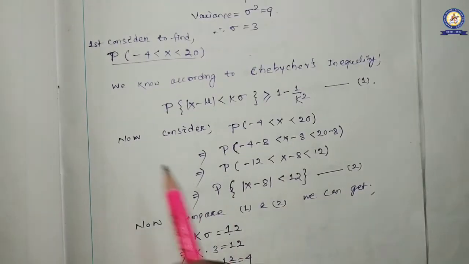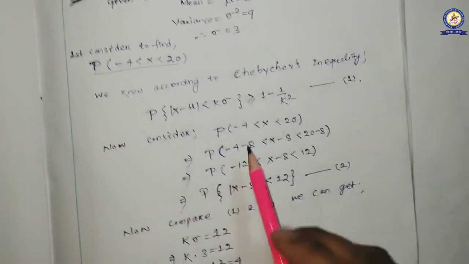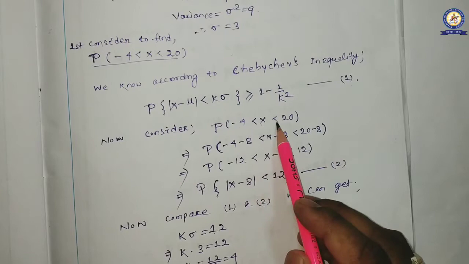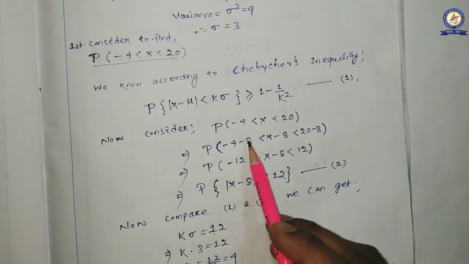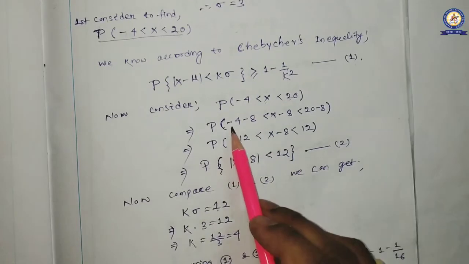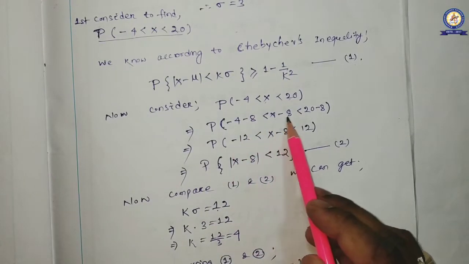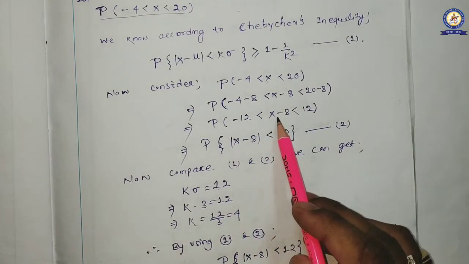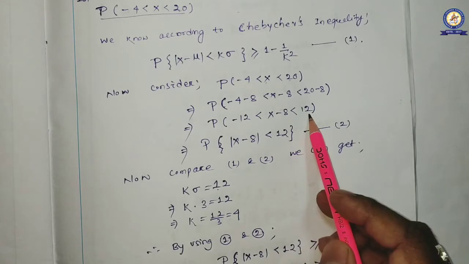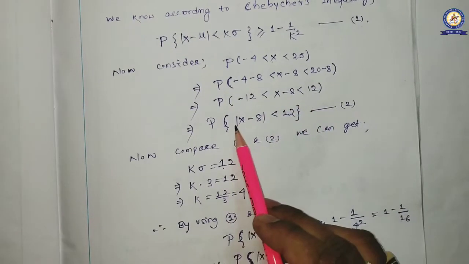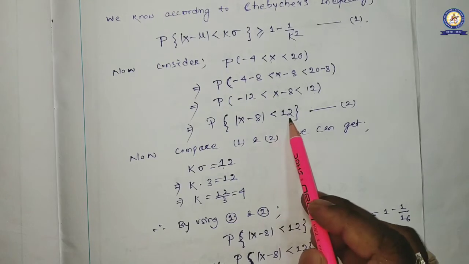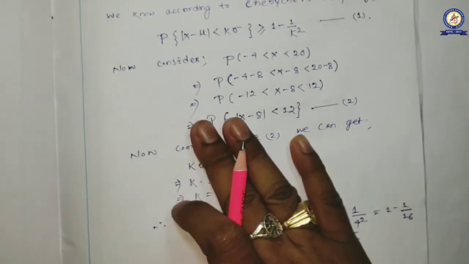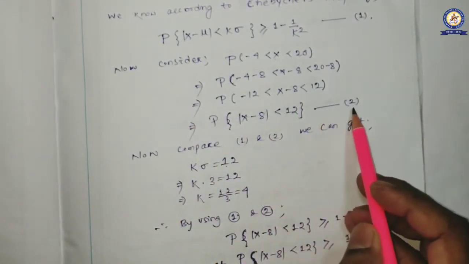Now consider this one, the probability of -4 less than X less than 20. Now we have to subtract 8 from this and this. So -4 minus 8, X minus 8, 20 minus 8, it will be -12 less than X minus 8 less than plus 12. So this range can be written as |X minus 8| less than 12. We already discussed this in our last class. Let this be equation number 2.